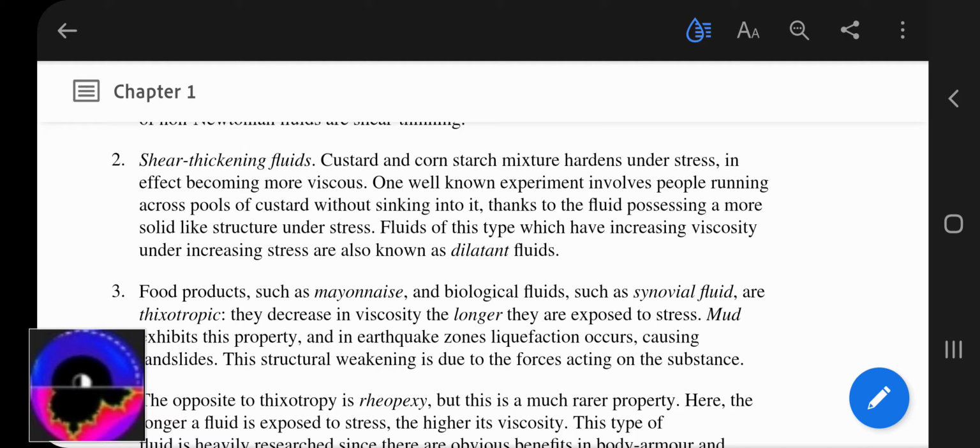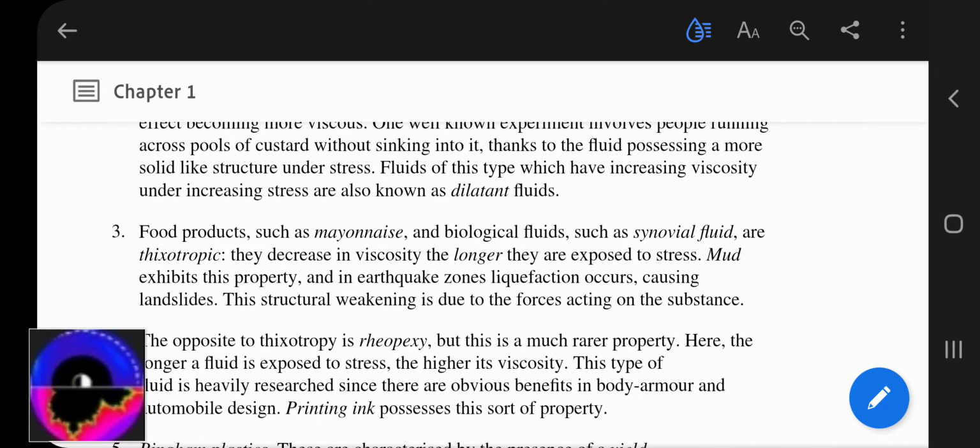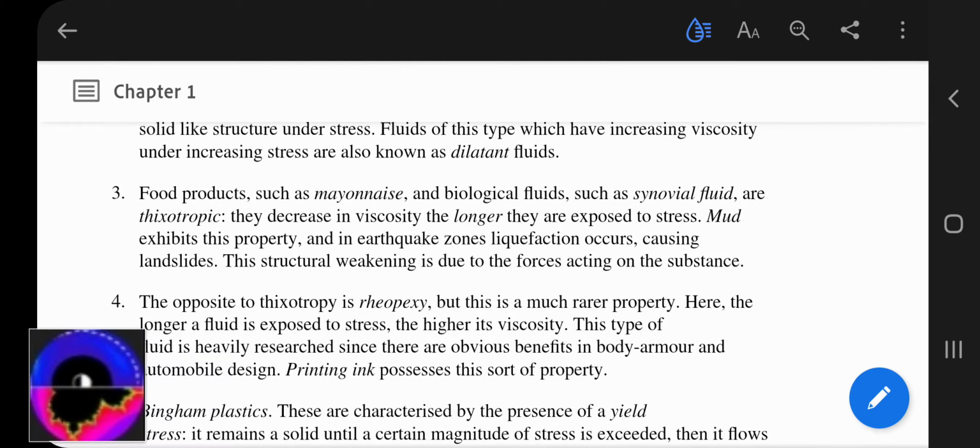Shear thickening fluids, such as custard and corn starch mixtures, harden under stress, in effect becoming more viscous. One well known experiment involves people running across pools of custard without sinking into it, thanks to the fluid possessing a more solid-like structure under stress. Fluids of this type, which have increasing viscosity under increasing stress, are also known as dilatant fluids.